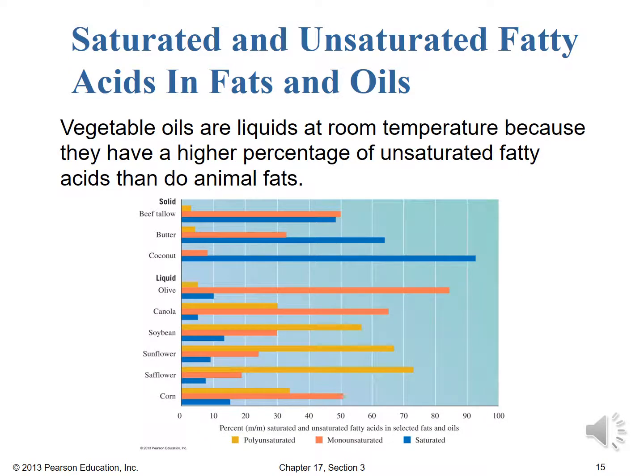Now, the big misconception that might be out there is that the animal fats have all saturated residues, and the vegetable oils have all unsaturated residues. That's not true. We see here, even in solids like beef tallow and butter, you have some number of polyunsaturated, monounsaturated, and saturated fatty acids present. It's just a matter of having more of the saturated and fewer of the polyunsaturated or monounsaturated fats in the animal sources than in most plant sources.